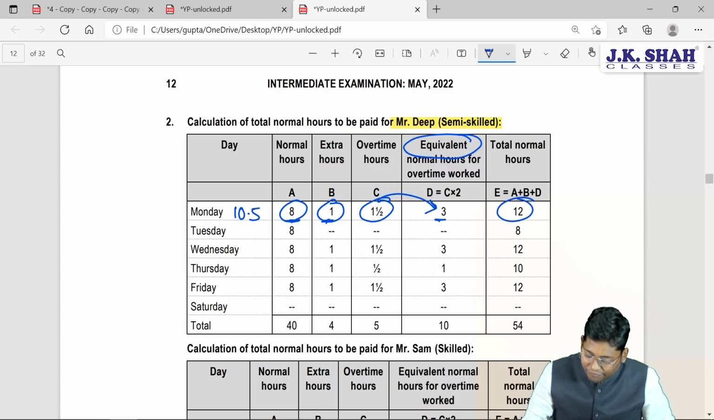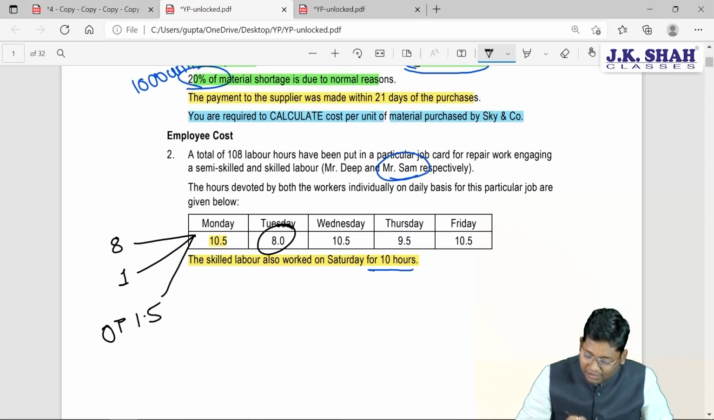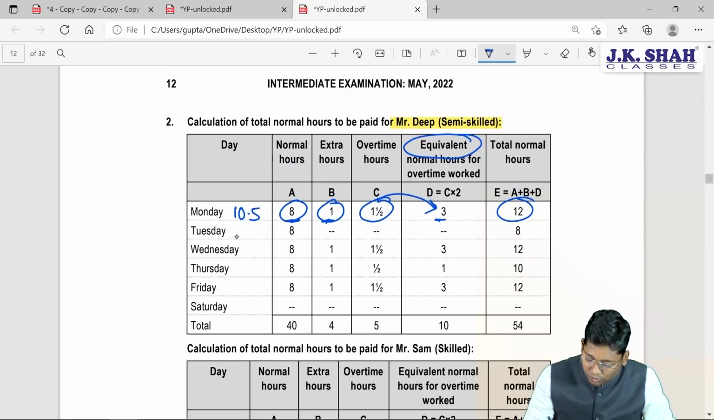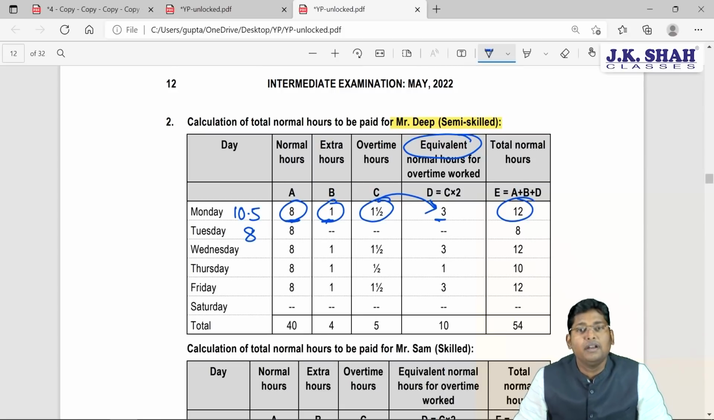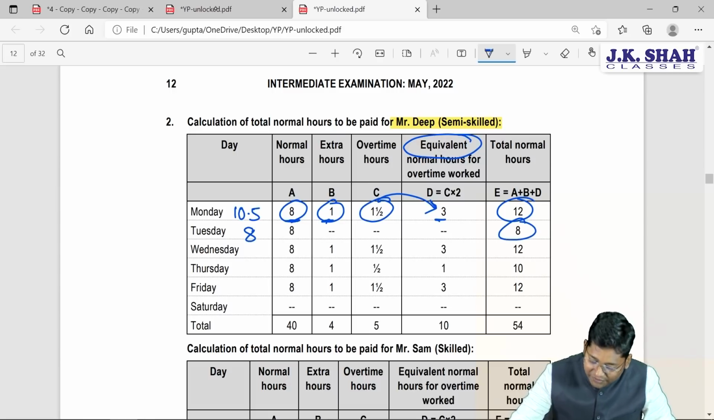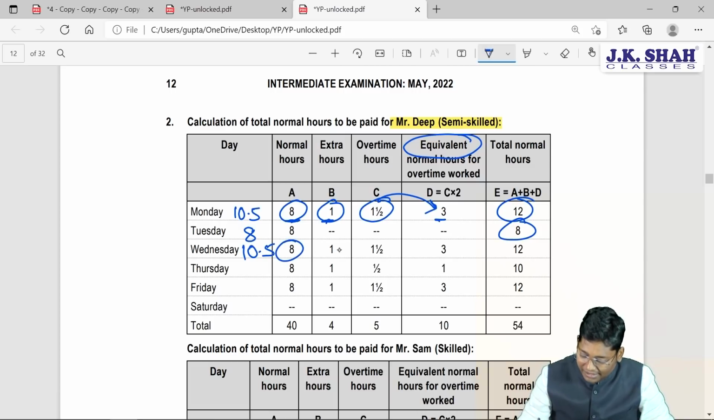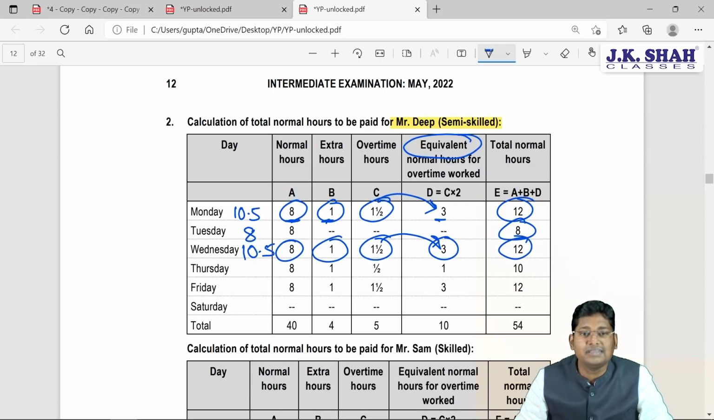Same way, if you check Tuesday, the breakup for Tuesday is quite easy. Total number of hours worked on Tuesday is 8 hours. So total 8 hours we have recorded under normal hours, no extra hours, no overtime hour. He has worked for 8 hours, he will be getting paid for 8 hours. So therefore total payable hours are 8 on Tuesday. As far as Wednesday is concerned, again 10.5, the same breakup as Monday. You can check, same as Monday: 8, 1, and 1.5 to be paid at 3 hours, and 8 plus 1 plus 3 is equal to 12 hours is the computation.